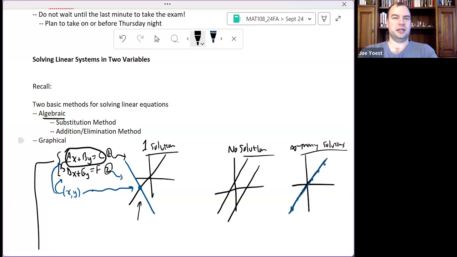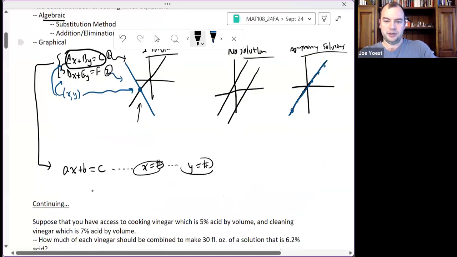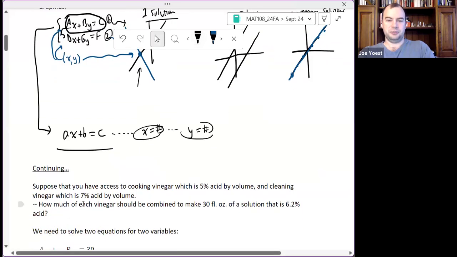Most of the time, that's not super helpful right off the bat. But when used in conjunction with the fact that we can multiply either or both equations by some number on both sides, and that also results in a valid equation, we can set things up so that if we multiply the first equation by a certain number and the second equation by maybe a different number, and then we add them together, maybe one of our variables drops out and we're left with one equation and one unknown. So those were our two algebraic solution methods.